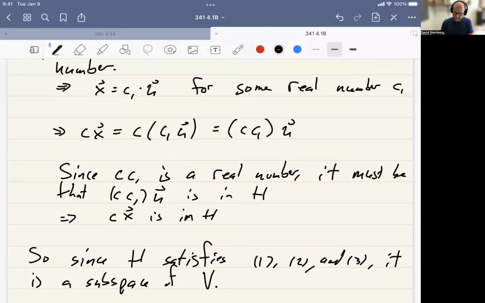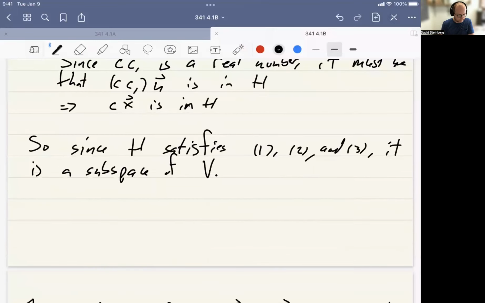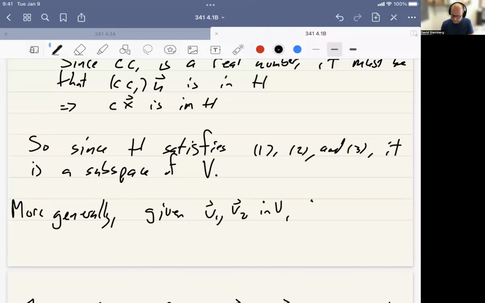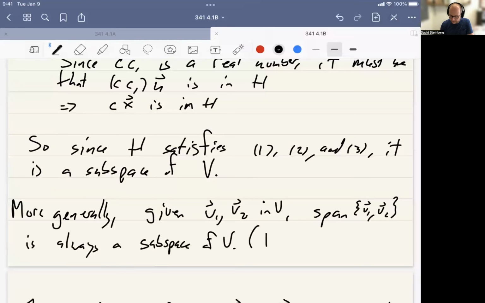Okay, and more generally, there's a more general example in the textbook. Given v1, v2 in V, the span of these two vectors is always a subspace. Okay, and then details for this are in the book. It's a good book.